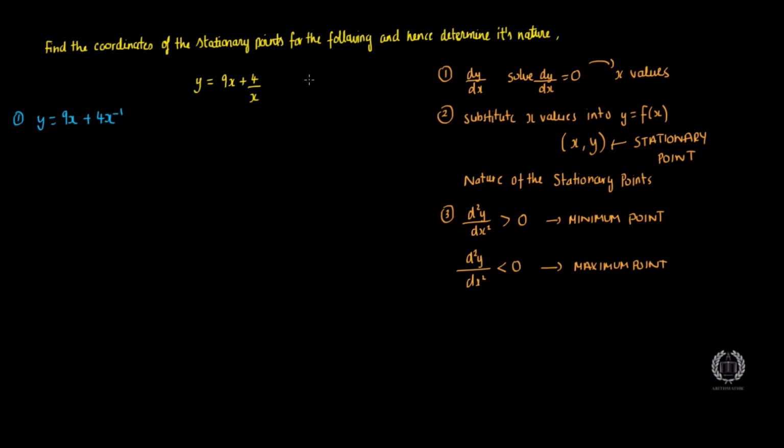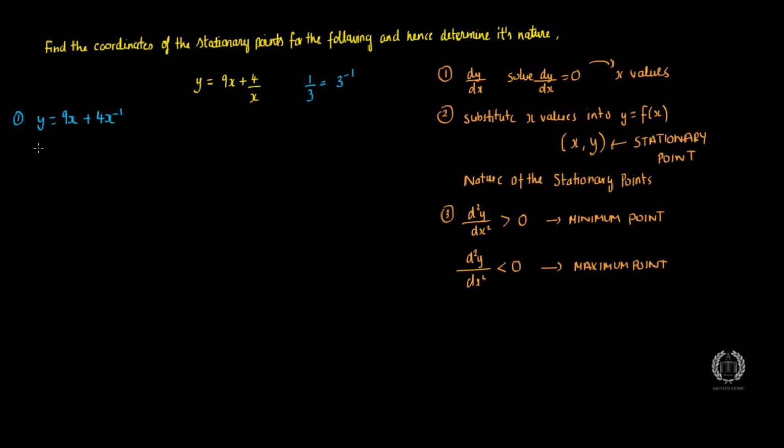And again, if you're not sure, think of it this way. If I have 1 over 3 and I want to bring this 3 to the top, what would this become? 3 to the power minus 1. So you can write 3 to the power minus 1 as 1 over 3 or vice versa. So that's all I'm doing here. I'm bringing this x to the top, x to the power minus 1.